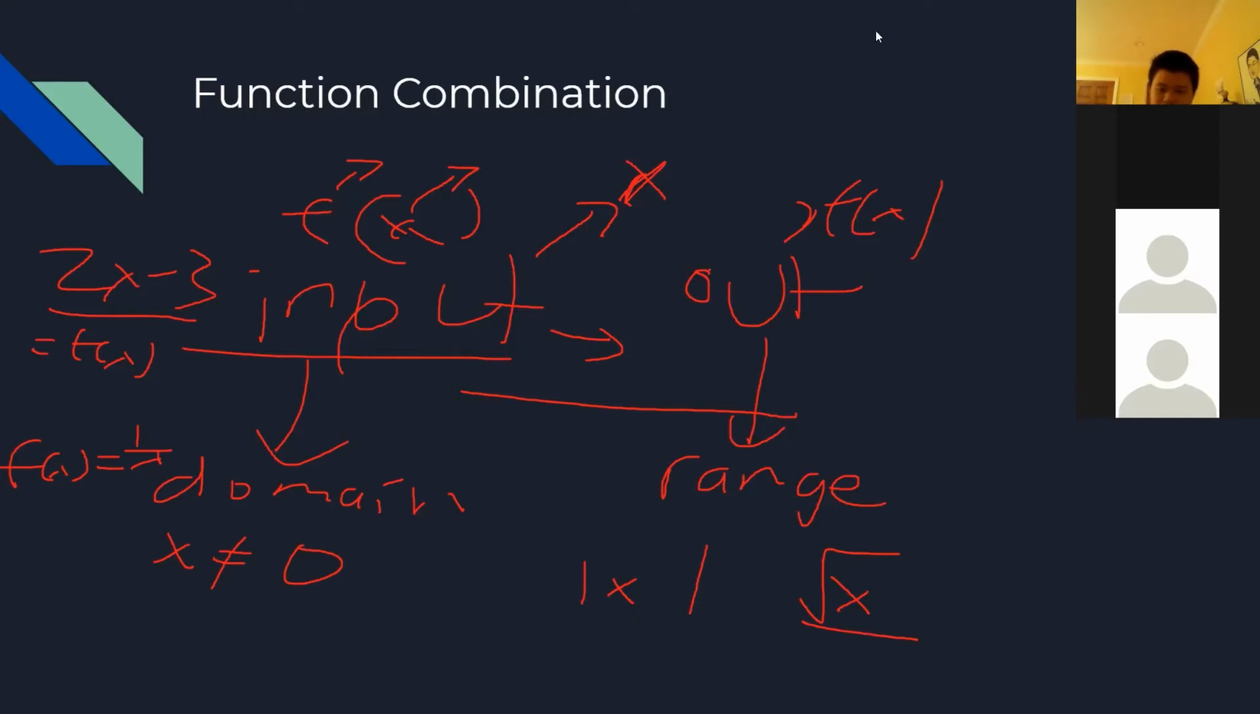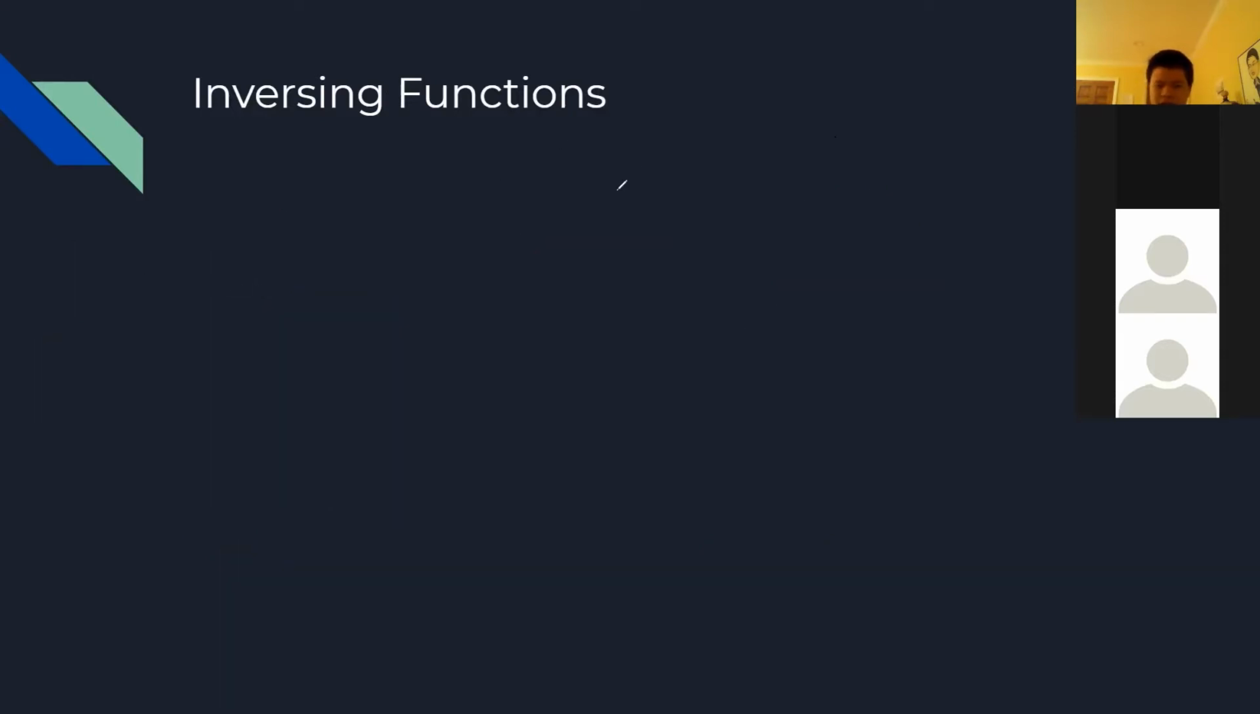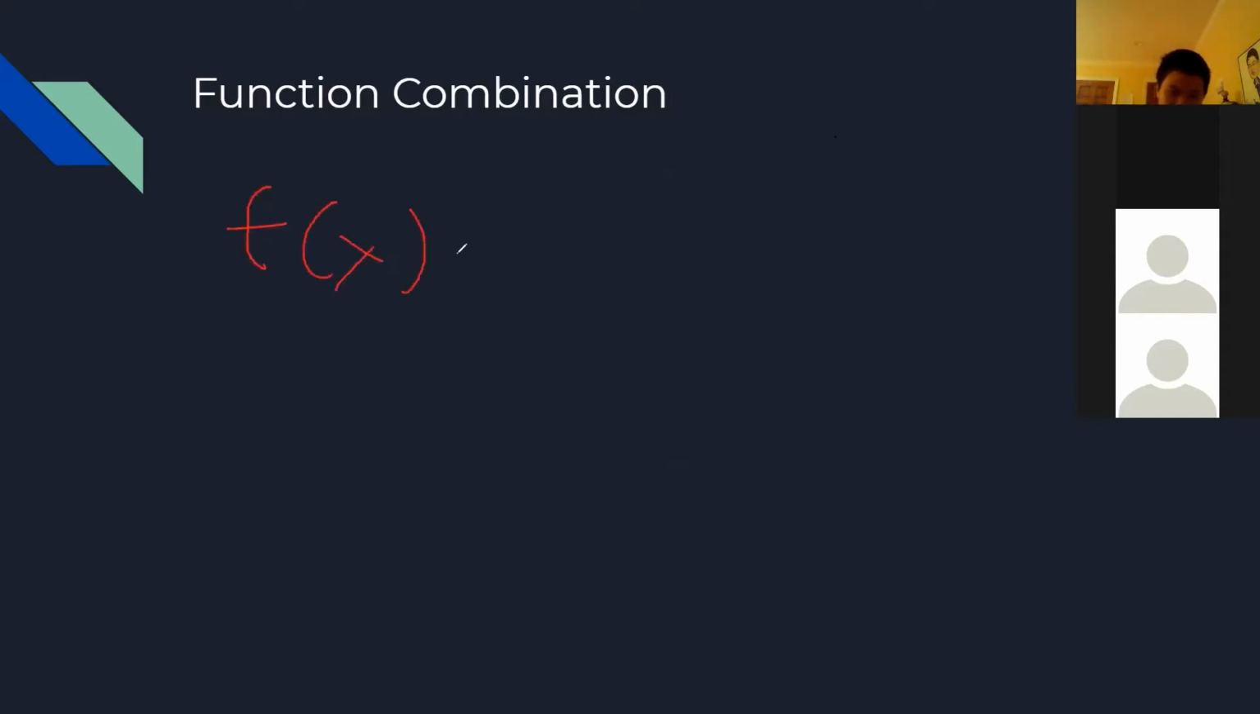Okay, so function combination. I'll be moving a bit quicker today, so just stop me if anything's unclear. So I skipped a slide. So function combination. So let's say we have f(x) times g(x).